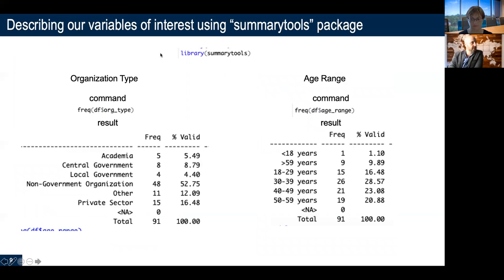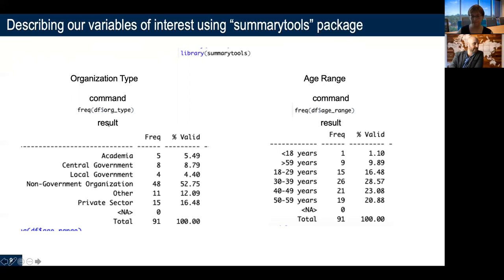All right, so to describe our variables of interest here, organization type and age range, I'm just going to run some basic commands from the summary tools package. So the first one I'm running here is this frequency command. And what that's doing is giving us just a univariate distribution of the data that we're looking at here.